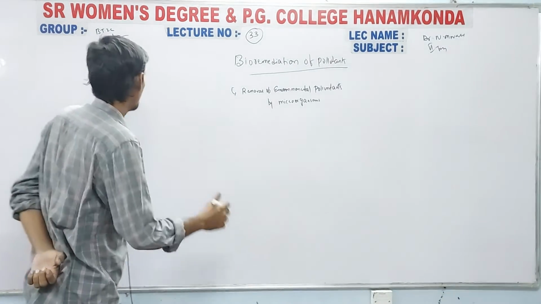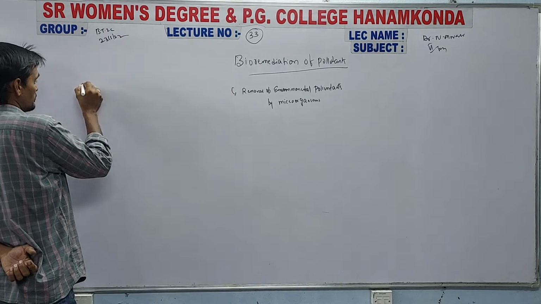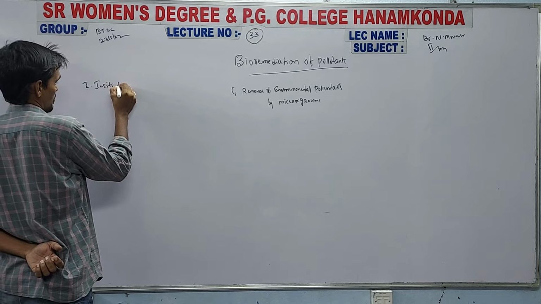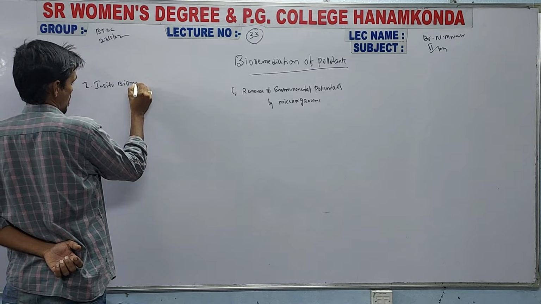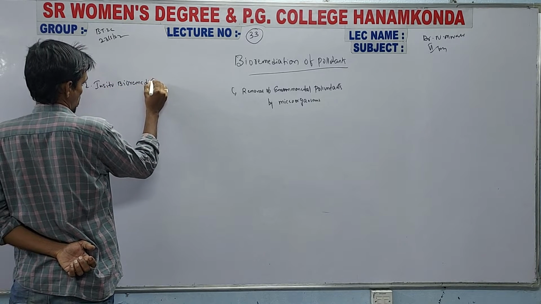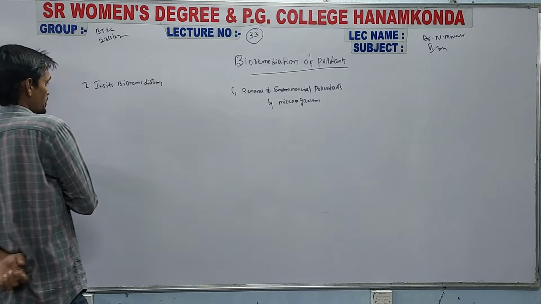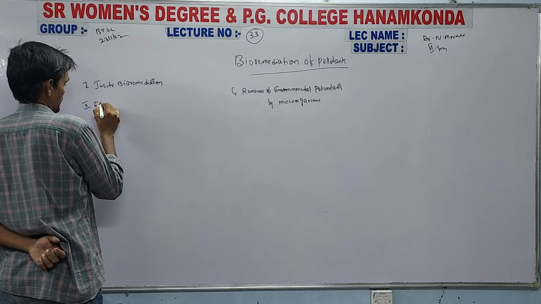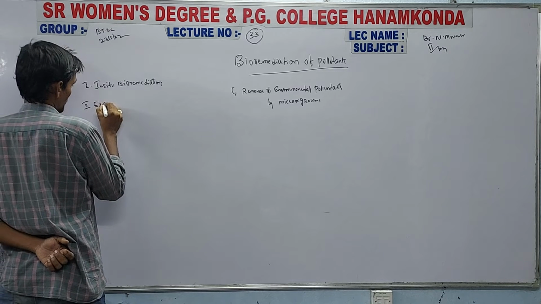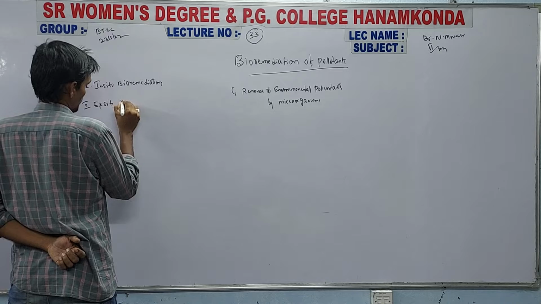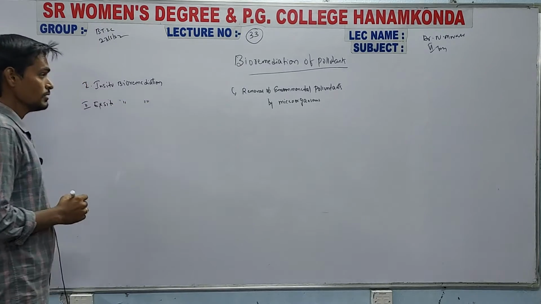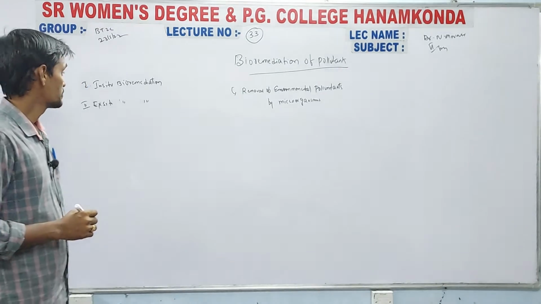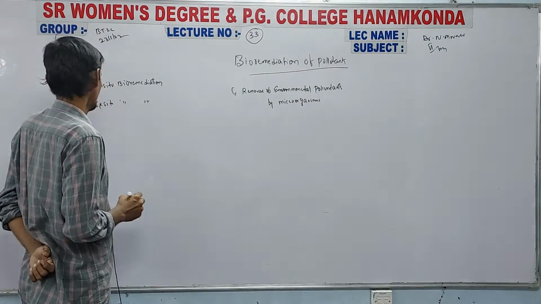Bioremediation can be carried out in two ways: in situ bioremediation and ex situ bioremediation. So, there are two categories of bioremediation: in situ bioremediation and ex situ bioremediation.